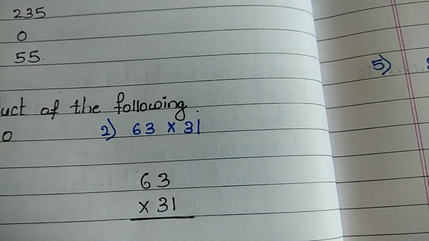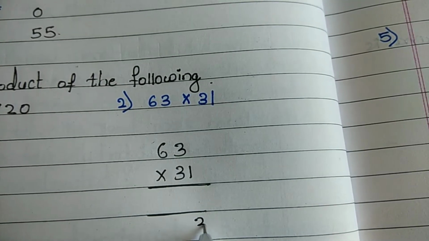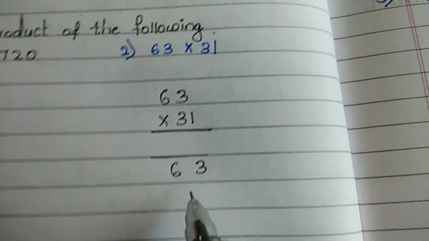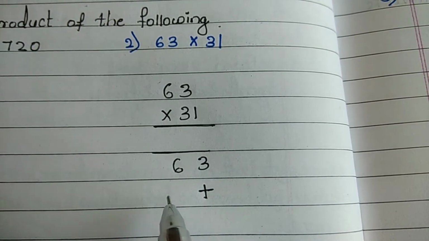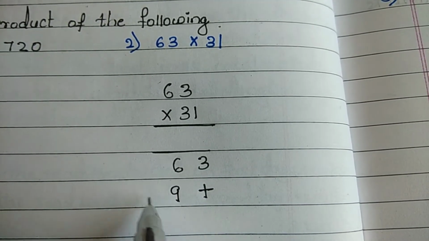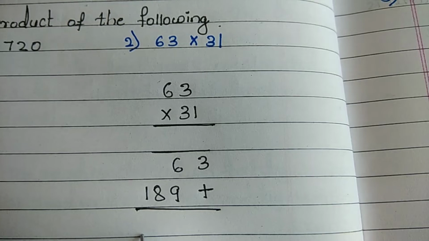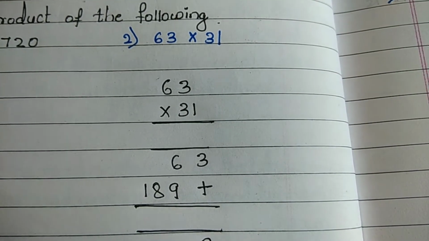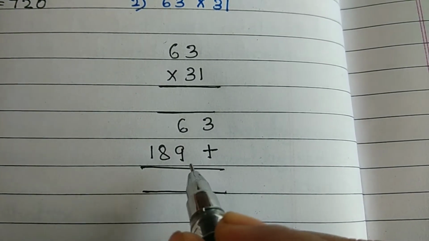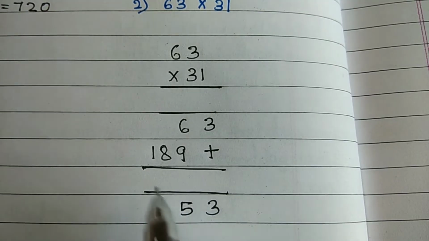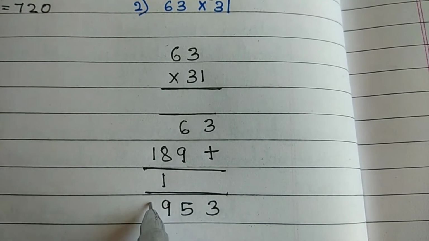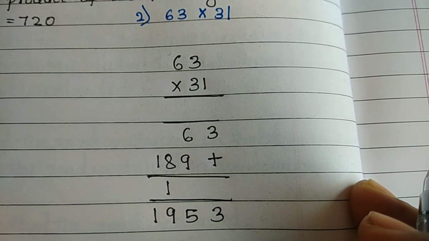1 3 is a 3. 1 6 is a 6. The last digit we can keep here as a plus, otherwise 0. 3 3 is a 9. 3 6 is an 18. 3 plus means 3 only. 6 plus 9 is how much? 15. 8 plus 1 is 9. Then our answer is how much?